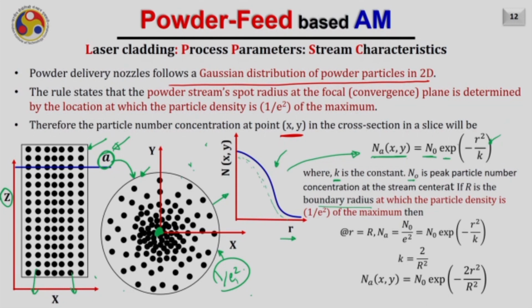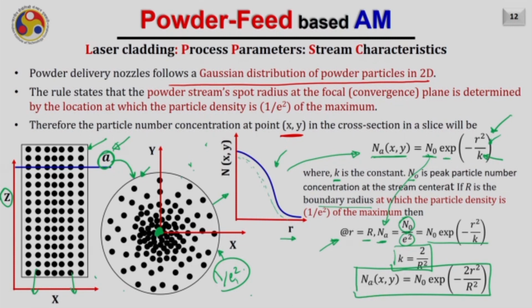So let us write this boundary condition in this equation. It says at r equals capital R, the number of particle concentration will be 1 by e square of the maximum particle concentration, which is n naught. As a result, if I replace this in the equation here, I will get this. And finally, after solving it, I will have the value of this constant k as equal to 2 upon R square. So further, my formula for the Gaussian distribution has been reduced to this particular equation.